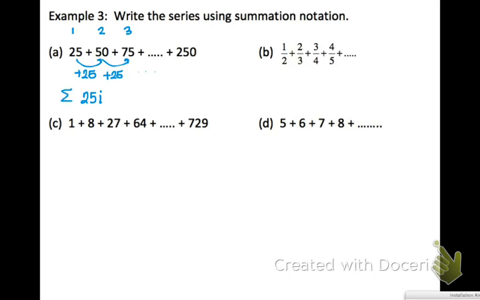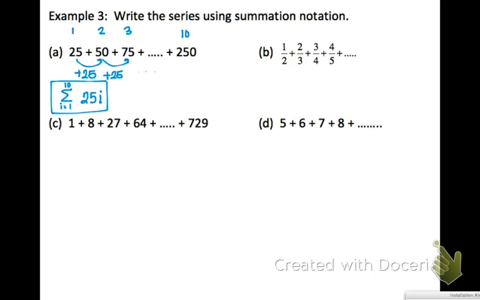So we started with 1 times 25, so we're going to start with i equals 1. Now the question is, how far up do we go? Well, 250 is 25 times 10, so that means that we will go up to 10. And this is how we would write this using summation notation.